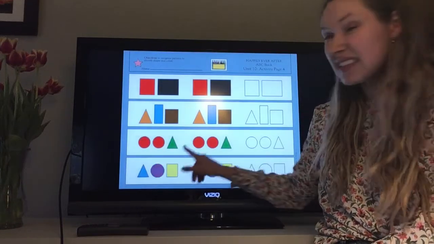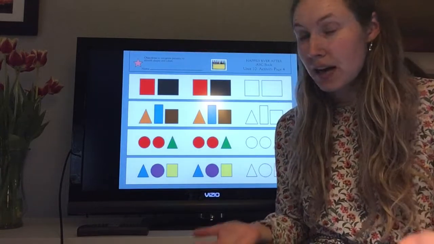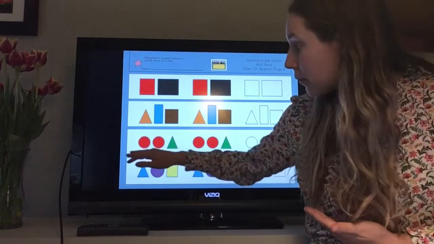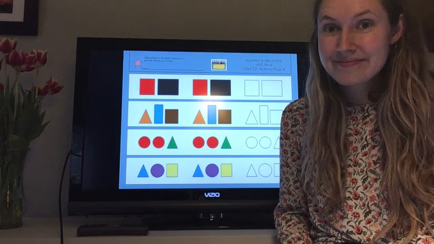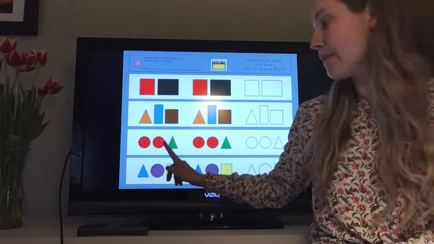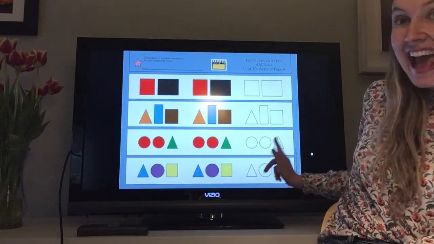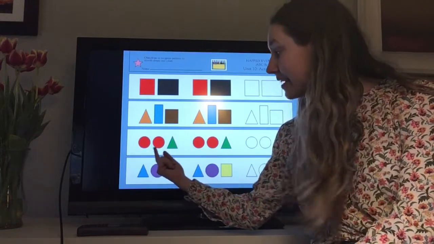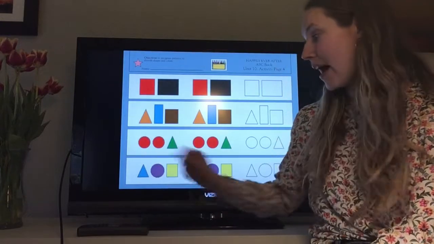This pattern, this is a different pattern. I only see 2 separate shapes and colors, but one of them is repeated. So how would I name this pattern here? A, B, A, B, A, B. Our red circle is our A, and we see it 2 times. So we know that this is an A, B pattern.